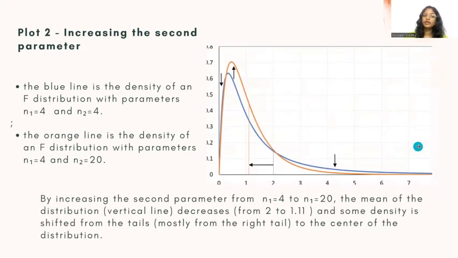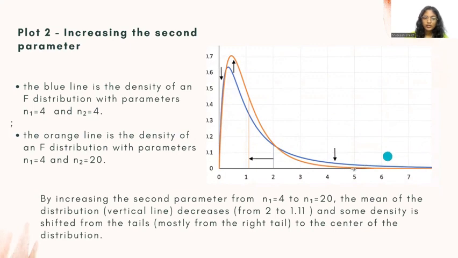Let's see plot 2, where we are increasing the second parameter. So the blue line is the density of the F distribution with parameters n1 equals 4 and n2 equals 4. This time, instead of increasing the first parameter, we'll increase the second one from 4 to 20. So by increasing the second parameter from 4 to 20, the mean of the distribution decreases. It decreases from 2 to 1.11. And some density is shifted from the tails towards the center of the distribution. As we can observe, the blue line here, after changing, is shifted towards the left, towards the center of the distribution from the right side.